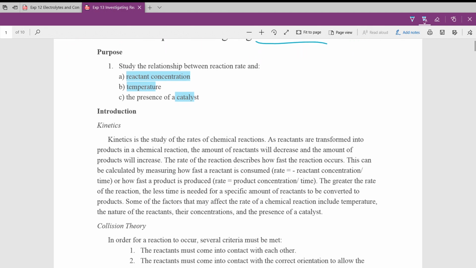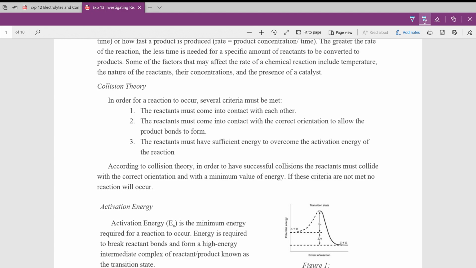Okay. So first I want to talk about what has to happen in order for a reaction to occur. So reactants have to come in contact with each other. The reactants also have to react with the correct orientation. However, we cannot influence that. But what we can influence is that the reactants must have sufficient energy to overcome the activation energy.